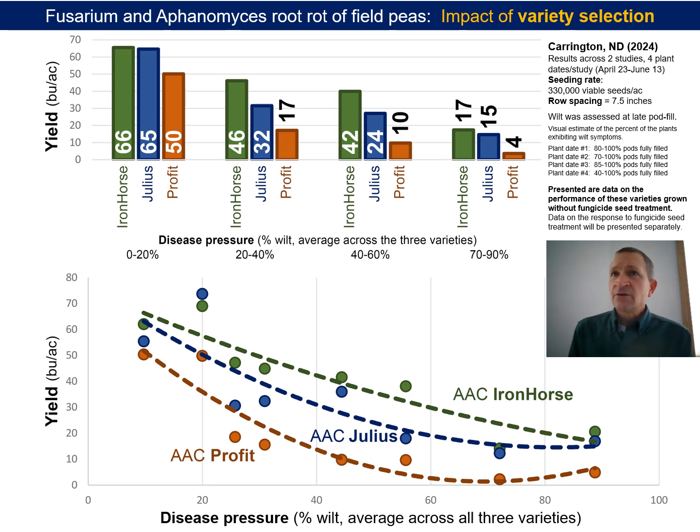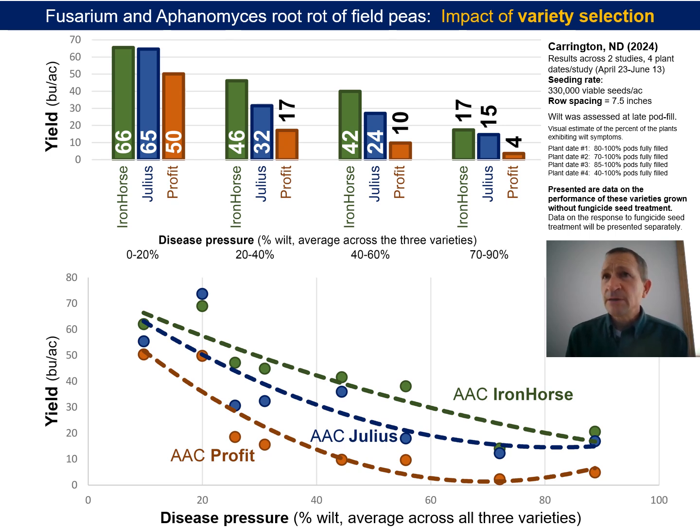So looking at those data another way, what I'm presenting now are results from the same two studies across the same 4 planting dates, but just with 3 of the 6 varieties. These are results of the performance of these varieties without a fungicide seed treatment. I will present information on the response to fungicide seed treatment in another presentation. In this case, we're looking at the varieties grown without a fungicide seed treatment. On the top, you'll see bar graphs showing the average performance in a given range of disease pressure. On the bottom, you see a scatter plot showing the yields obtained at different levels of disease pressure.